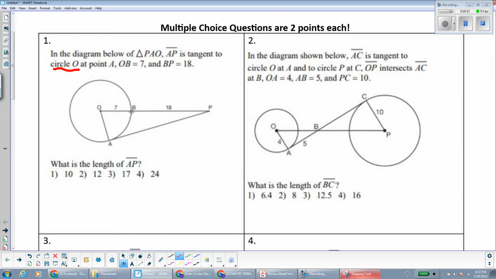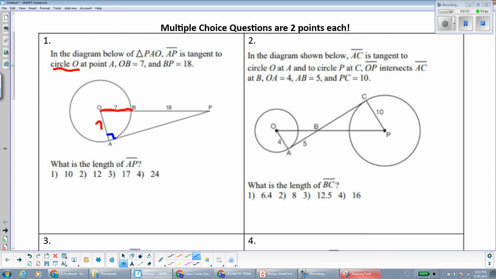And from O to point B, we can consider that a radius of the circle because a radius is a segment that starts at the center of the circle and goes to any point on that circle. So if this is 7 over here, I know that all radii of the same circle are congruent. So OA also has a length of 7 as well. I do know that when a tangent to a circle meets a radius, it forms a right angle. So since I know that AP is tangent to the circle and OA is a radius, they do form a right angle where they meet.